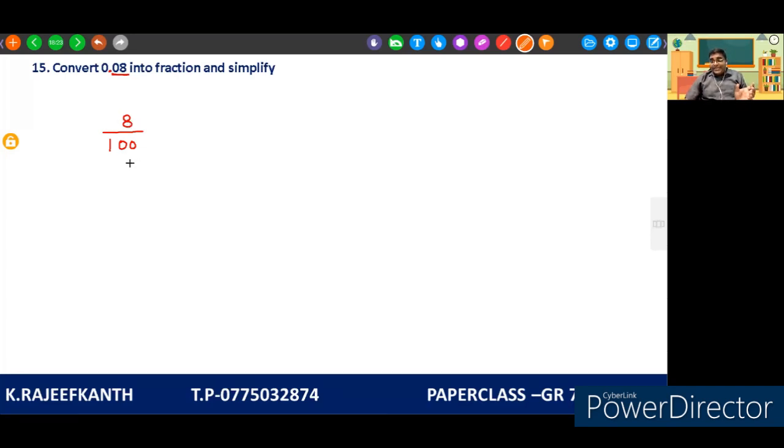Here now we have converted this decimal into fraction, but we have to simplify. When you are writing the final answer, you have to give it in simplest form. So you have to divide this numerator and the denominator by a common factor. So first we have to check 8 and 100. By which highest value can we divide 8 and 100? We can divide by 4. So 8 divided by 4 is equal to 2. 100 divided by 4 is equal to 25. Then 2 over 25 is the answer.